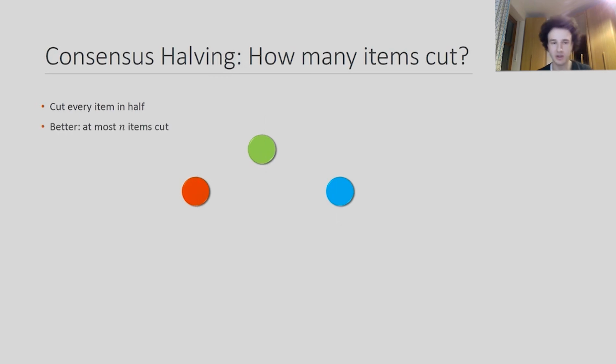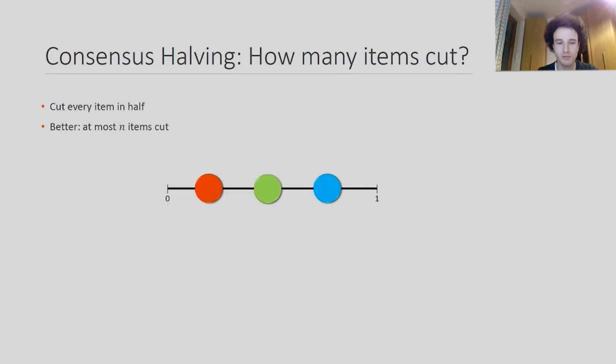And so there is a better result, which is that you can get away again with at most n cuts, in fact with at most n items cut, where n is the number of agents. And this is very easy to show. Just put the items on a line, interpret them as an interval resource, and use the consensus halving theorem. And that immediately tells you that you're going to need at most n cuts. And as a result, you cut at most n items. Note that if you have two cuts within one item, then this just means that you can replace it by one cut because we have homogeneous items.